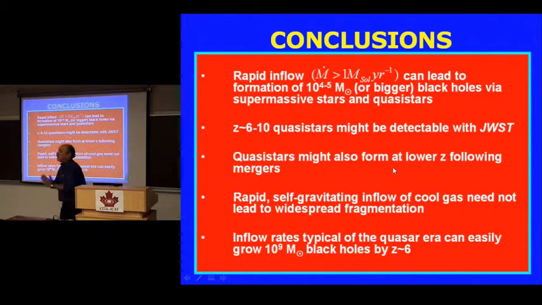And if you can form these large seeds, even at a redshift of maybe 10 or 12, provided the seed black holes start out as large as 10^4 or 10^5, you probably have plenty of time to grow 10^9 solar mass black holes by a redshift of 6. Thank you.